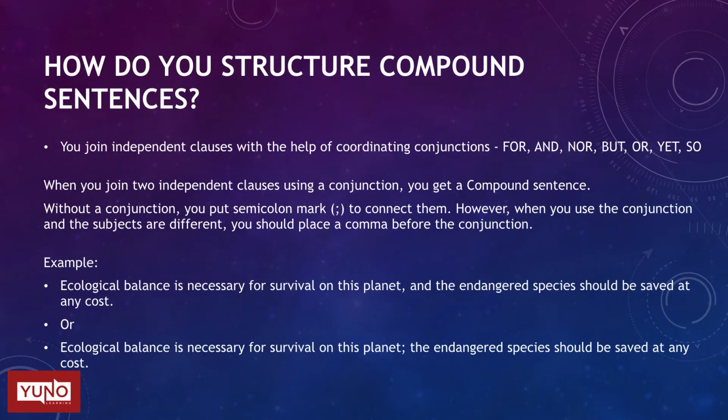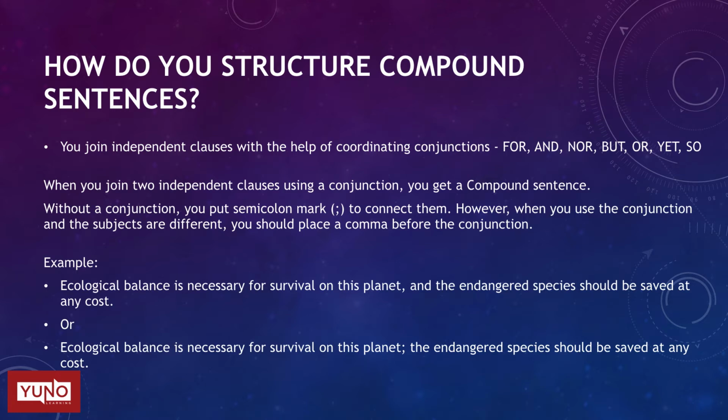So how do you structure a compound sentence? Simple is just one independent clause. Compound sentence, let's understand a little more. You join independent clauses. I just mentioned the coordinating conjunctions. What are these coordinating conjunctions? We call them FANBOYS: for, and, nor, but, or, yet, so.